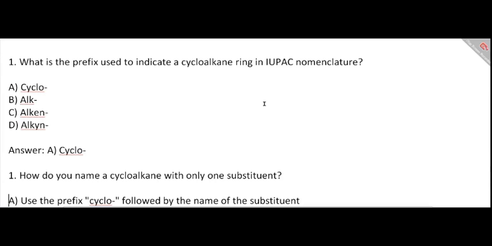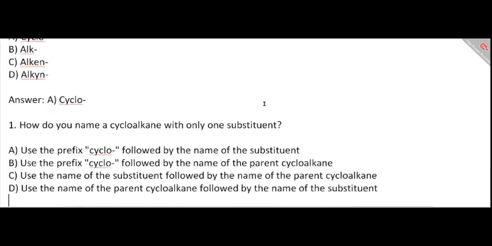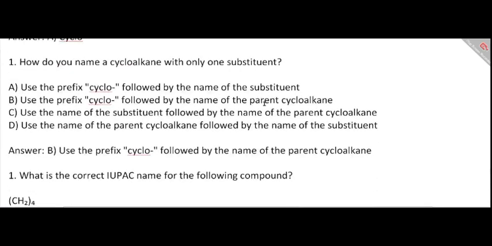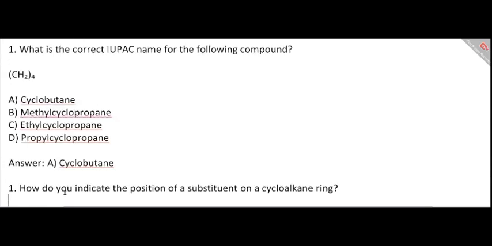So we should follow the name of parent cycloalkane. What is the correct IUPAC name for the following compound? Okay, this is given. So the correct name would be cyclobutene. How will you indicate the position of a substituent on a cycloalkane ring? So we can use a number or a letter. It's not possible, it's not in the rule of IUPAC naming, using the combination of number and letter. Number is fine, but letters are not allowed, so the position is not indicated. So accordingly, option A would be the correct answer.